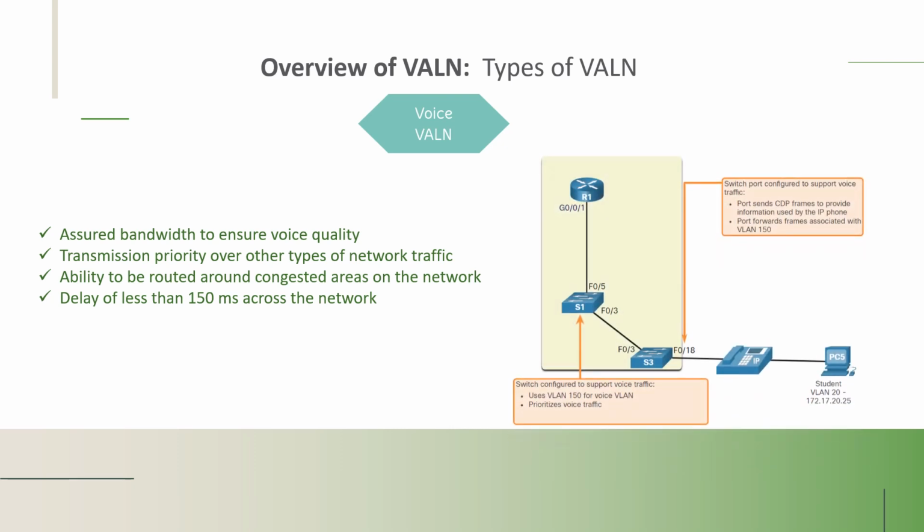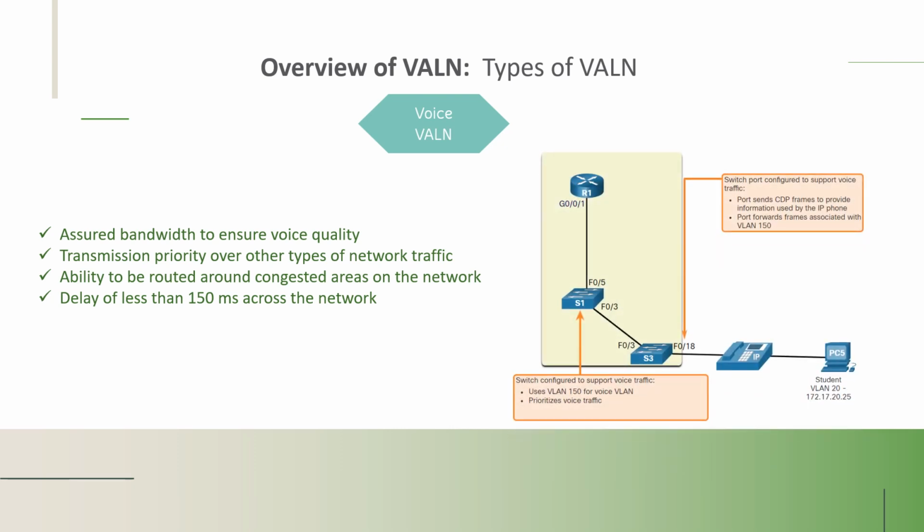Here is a figure where VLAN 150 is designed to carry voice over IP traffic, and the student computer, which is PC5, is attached to a Cisco IP phone, and the phone is attached to switch 3. PC5 is in VLAN 20, which is used for student data.